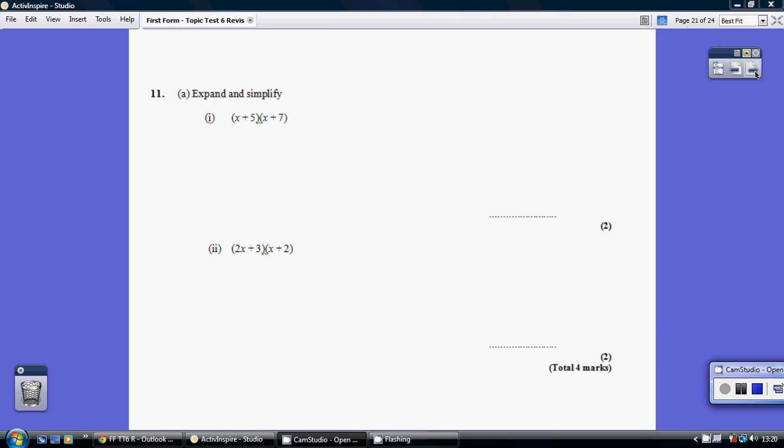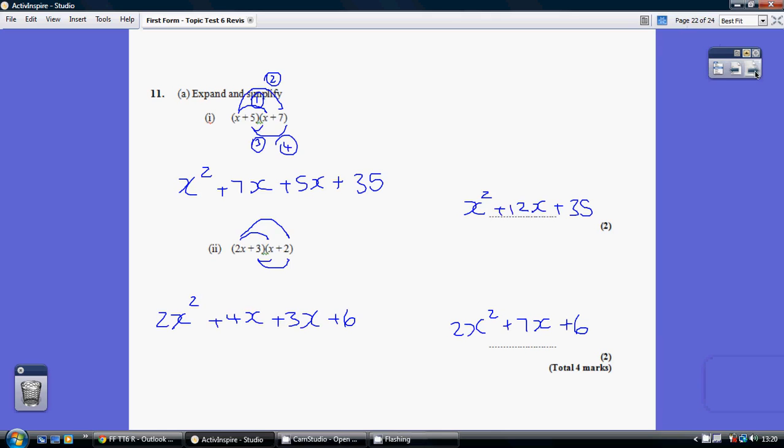Question 11. Now, to expand and simplify a pair of brackets. Expand means get rid of the brackets, and then simplify is gather up all the like terms. So you add up all the terms which are similar. So how do we multiply out a pair of brackets?